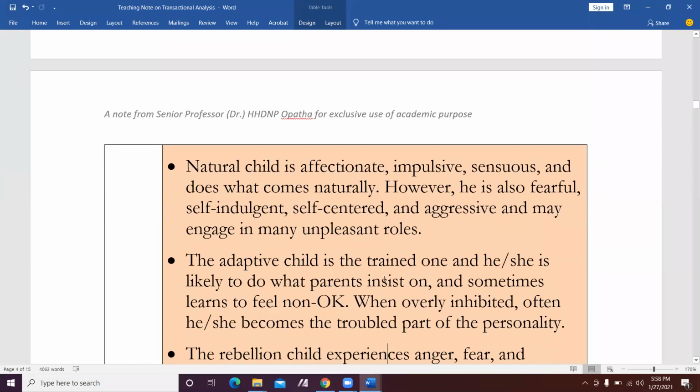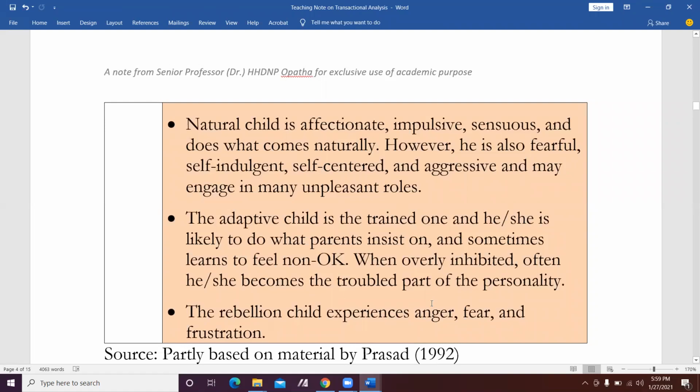Then the adaptive child, that's the trained child, one who was trained, and he or she is likely to do what parents insist on, and sometimes learns to feel not okay when overly inhibited. If overtraining has happened to the child, often he or she becomes the trouble part of the personality. The person will become a problematic person. The rebellious child, of course, experiences anger, fear, and frustration. Okay, normally right.